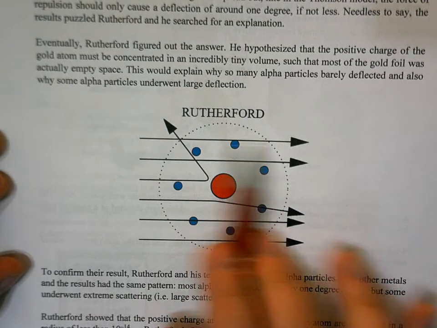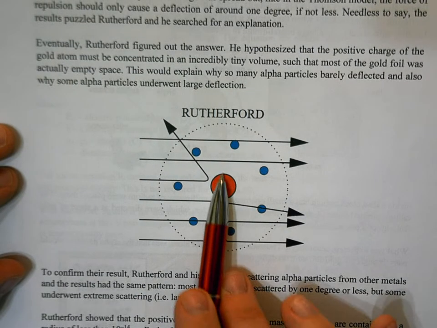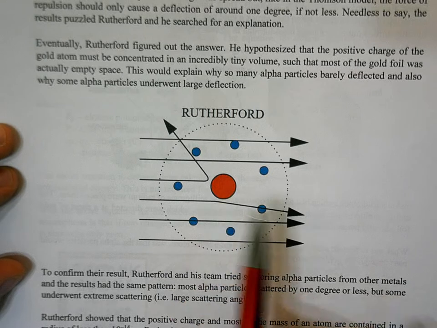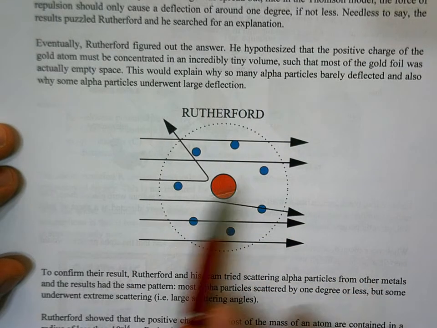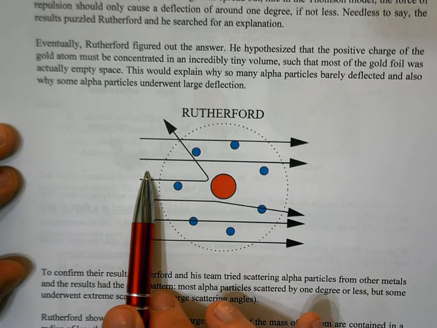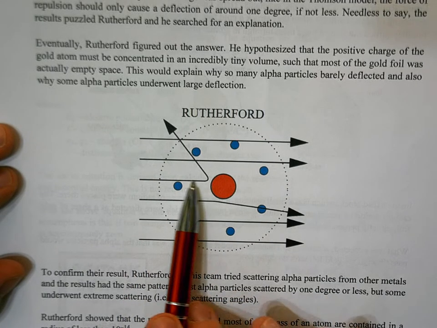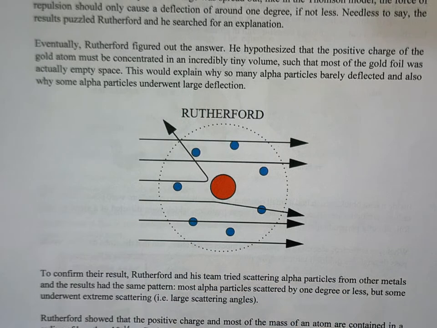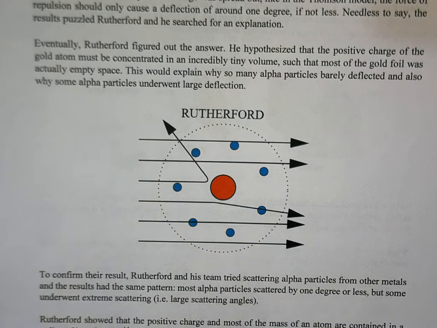So what we have here is the Rutherford model. We have this positive charge confined to a very, very tiny volume. So when most alpha particles pass by far away from this positive charge, very little is going to happen. But when you get that occasional one that gets really close, it's going to be repelled, and we're going to see those very large deflections.